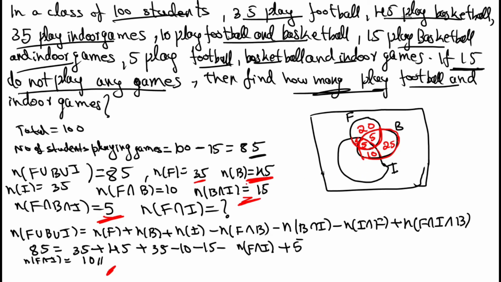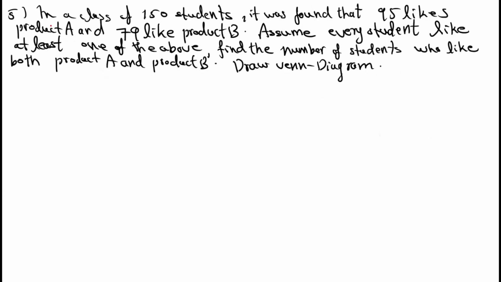Now see n of I. N of I is equal to again 35. Observe this much part, this much part is I. In that, this much part is filled, right? 10, 5, 5, that is 20 is already filled, then remaining is equal to 15. 15 plus 15, 30 plus 5, 35. Total of it is 35. This is how to draw the Venn diagram when three sets are given. Okay, see the next question.